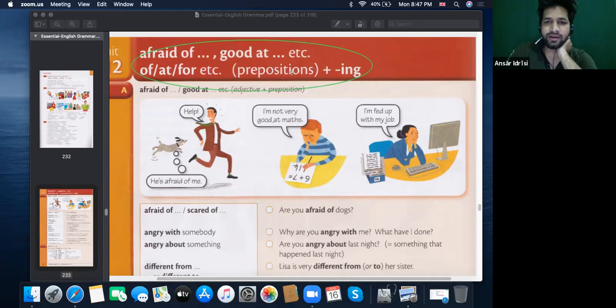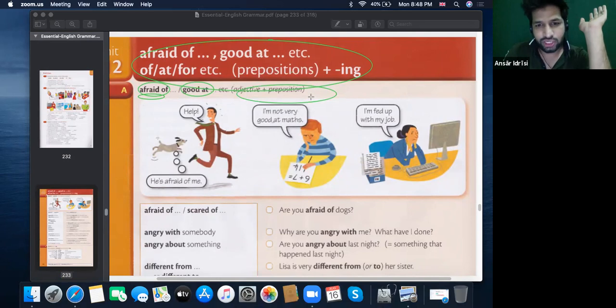The last topic for preposition is what? Afraid of, good at, etc. I'm afraid of, I'm good at. Adjective plus preposition. Pay attention now. For example, he is afraid of me.